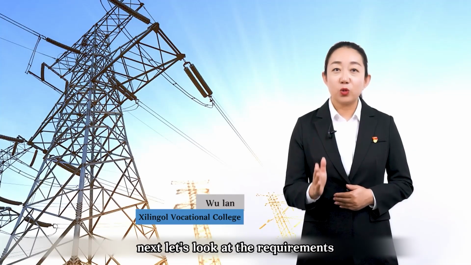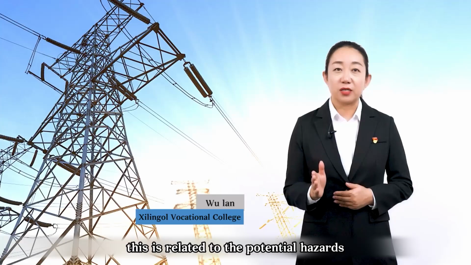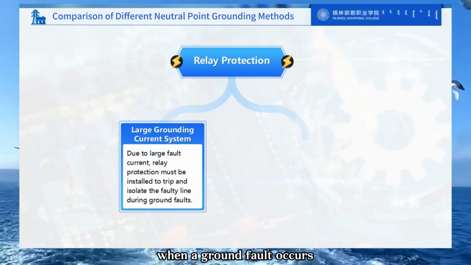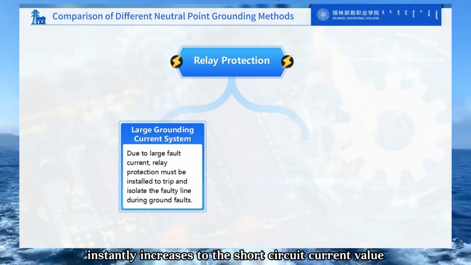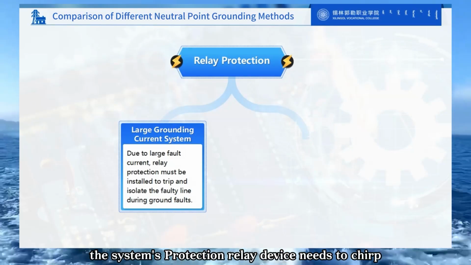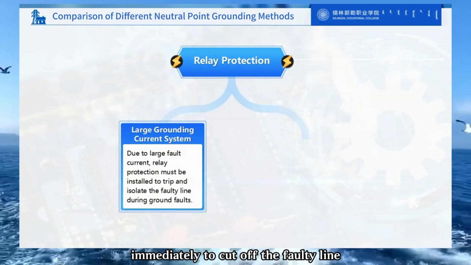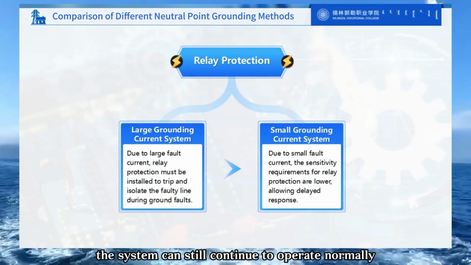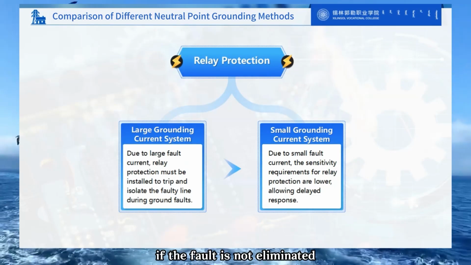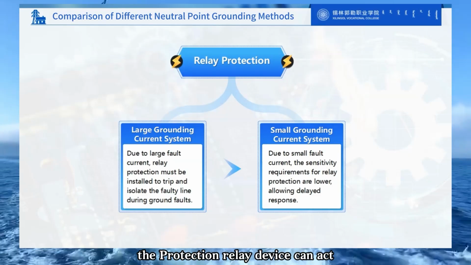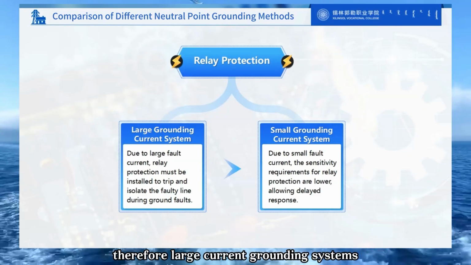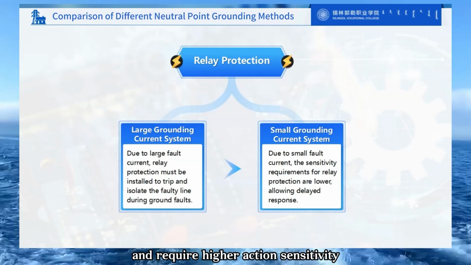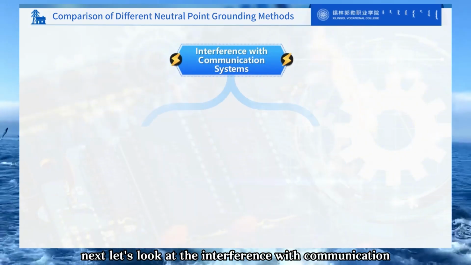Next, let's look at the requirements for protection relay devices. This is related to the potential hazards when a fault occurs. In large current grounding systems, when a ground fault occurs, the current instantly increases to the short-circuit current value. The system's protection relay device needs to trip immediately to cut off the faulty line. In small current grounding systems, when a ground fault occurs, the system can still continue to operate normally for at least 2 hours. If the fault is not eliminated, the protection relay device can act with some delay to cut off the faulty line. Therefore, large current grounding systems have higher requirements for protection relay devices and require higher action sensitivity.